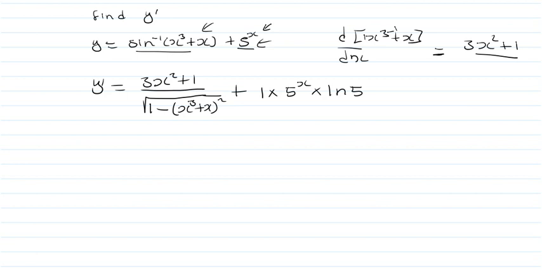So relating our equation, we're going to have y prime equal to 3x squared plus 1, then everything over the square root of 1 minus x power 3 plus x, squared. Then plus, when you multiply through, we're going to get 5 to the power x natural log of 5 as our final answer.